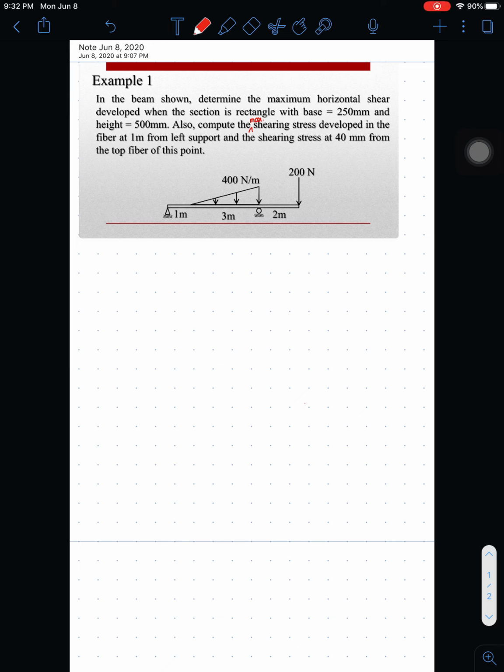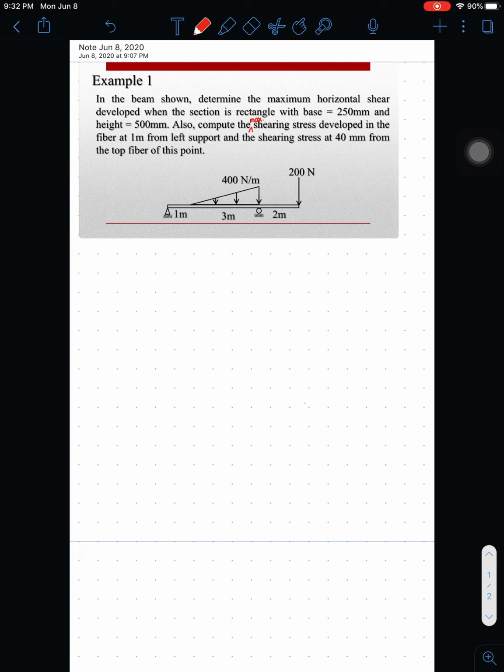Example number 1. In the beam shown, determine the maximum horizontal shear developed when the section is a rectangle with base equal to 250 millimeters and height equal to 500 millimeters. Also, compute the maximum shearing stress developed in the fiber at 1 meter from the left support and the shearing stress at 40 millimeters from the top fiber of this point.